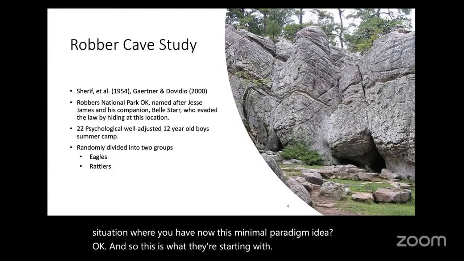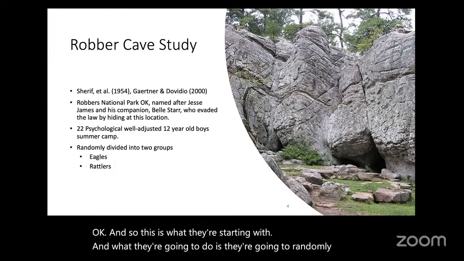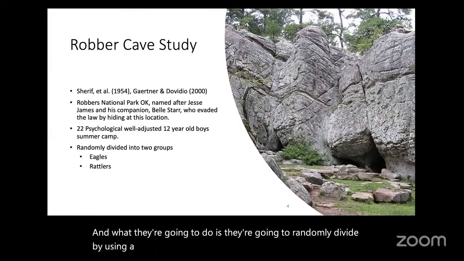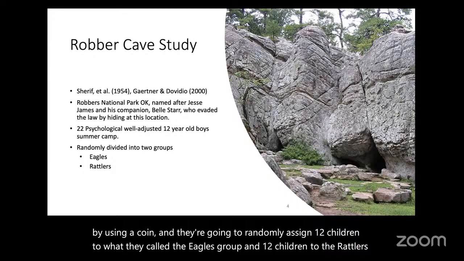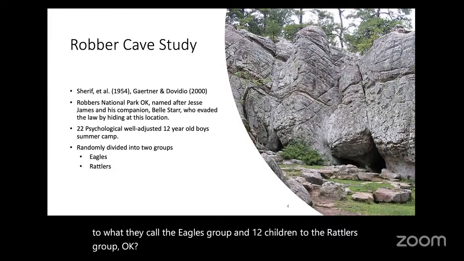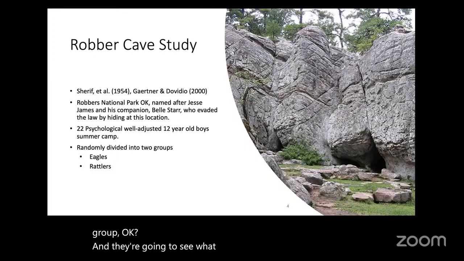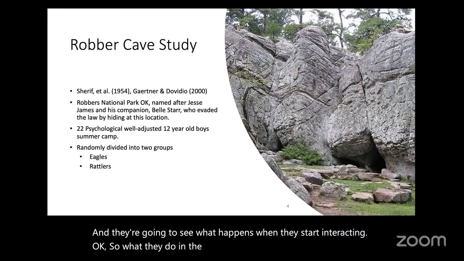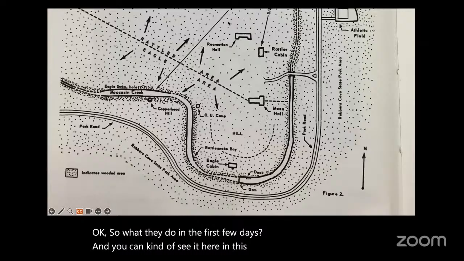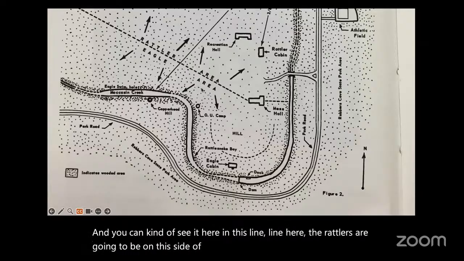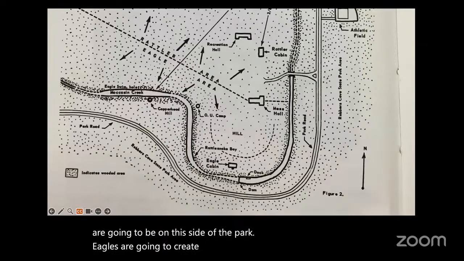And what they're going to do is they're going to randomly divide by using a coin, and they're going to randomly assign 12 children to what they call the Eagles group and 12 children to the Rattlers group. Okay. And they're going to see what happens when they start interacting. So what they do in the first few days, and you can kind of see it here in this line here, the Rattlers are going to be on this side of the park. Eagles are going to create this territory as theirs.